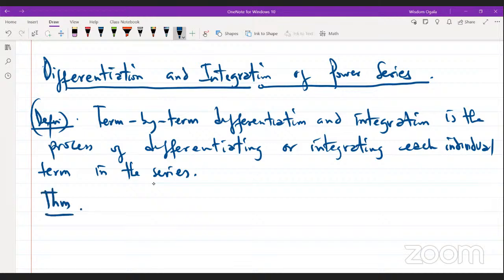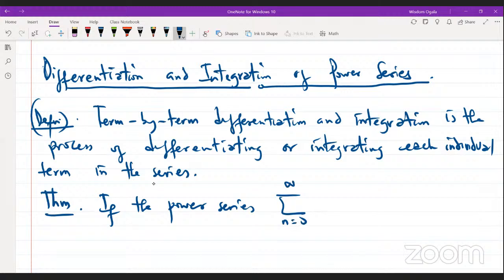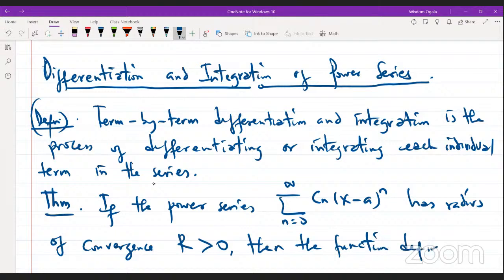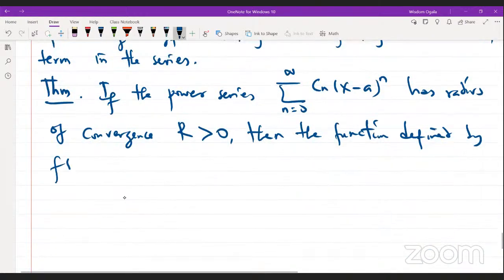Theorem. If the power series, this is a power series, if you remember, power series centered at a. This is the center. Has radius of convergence r greater than 0. Then the function defined by f of x equals c0 plus c1 times x minus a, and so on.